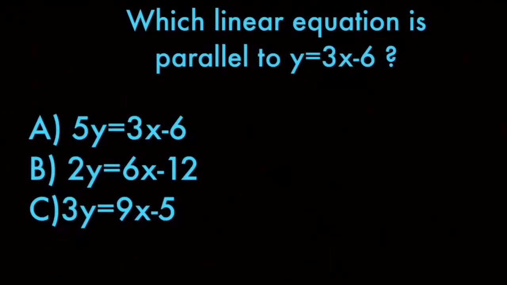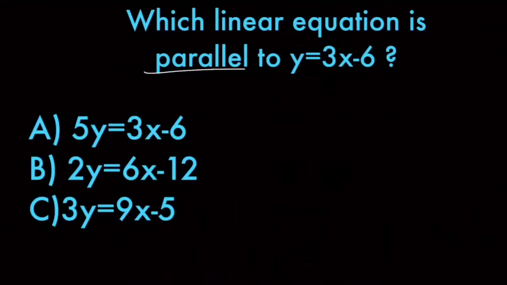Okay, so another really common question on the SAT in this lesson is when they give you a question asking which linear equation is parallel to, and then they give you a linear equation. So here say y equals 3x minus 6. And then they'll give you a bunch of equations and you're going to see which one is parallel to the one they specified. However, how could we figure out if it's parallel or not?